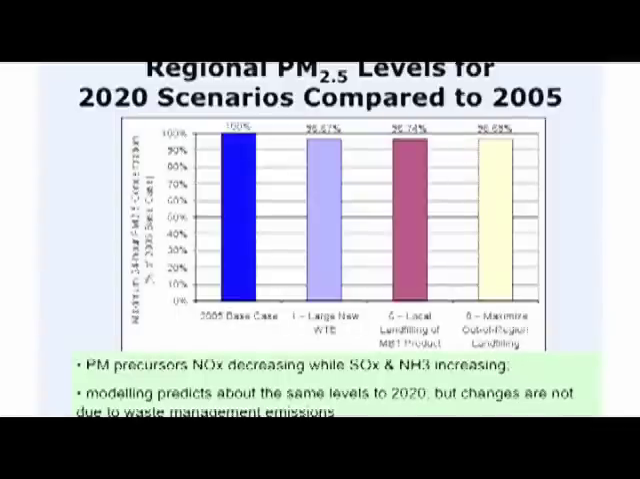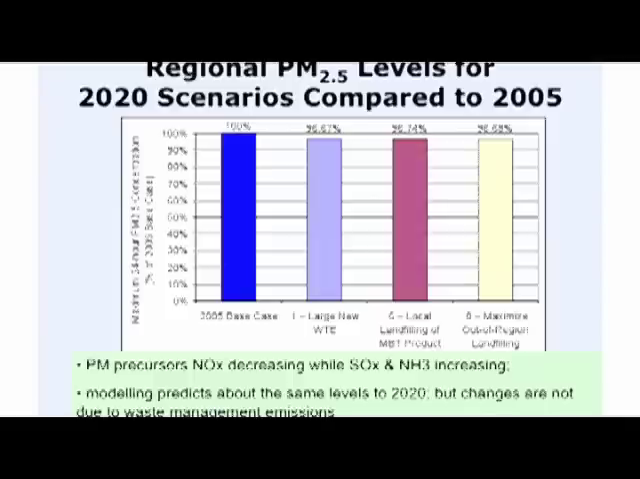The model was also set up to establish regional PM 2.5 levels. This is secondary particulate concentrations. Particulate is a little bit different from ozone. There is some that is released directly from emission sources, but there's also some that is formed secondarily. And it's formed as a result of reactions between NOx and SOx and ammonia in the airshed.